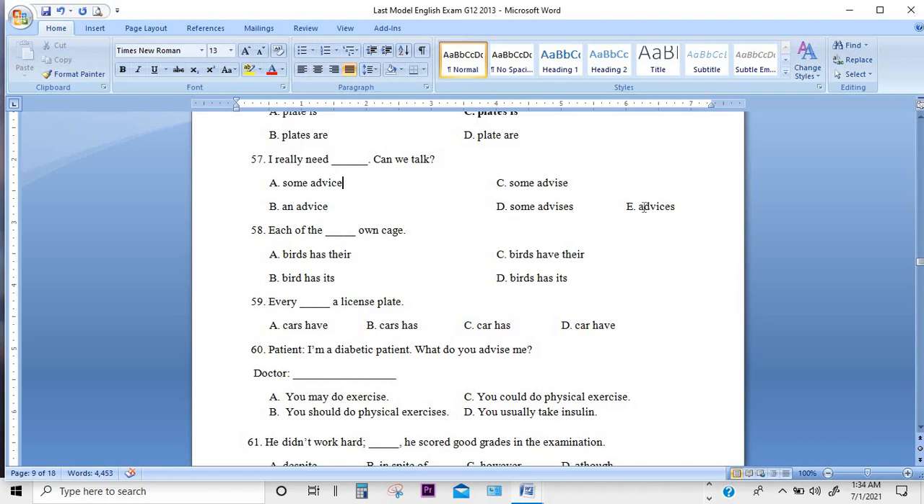An adjective or article is needed in front, so where an article is present, the safest answer here is B, okay. "I really need an advice": the person needs only one advice. Of course, if he wanted several advices, some advices, we would have had to add an s here. So our answer is B. Now, each of the cage.